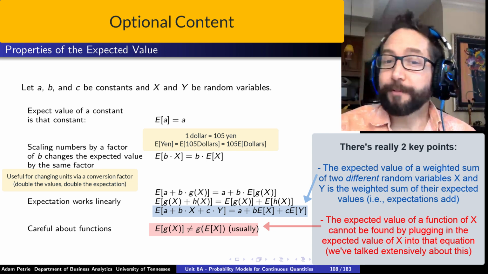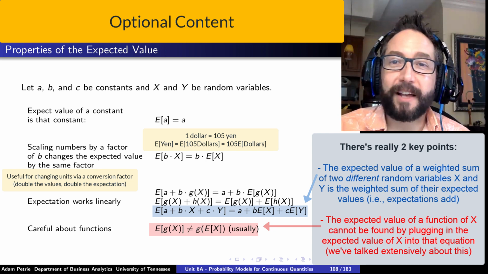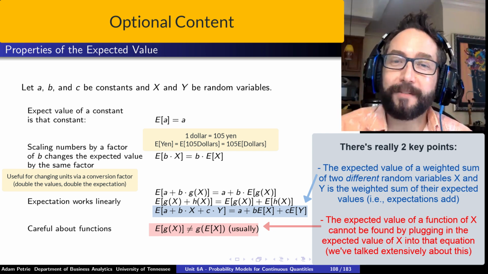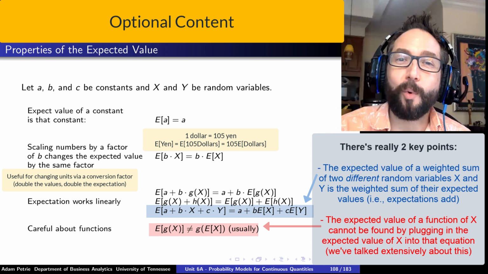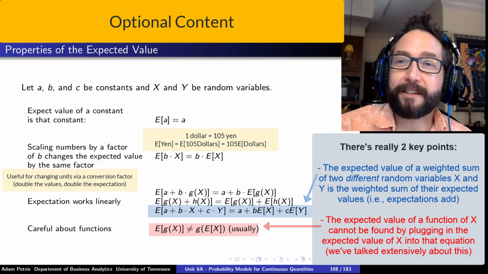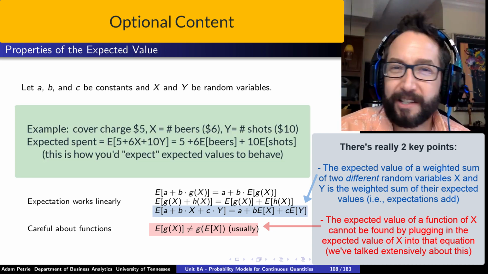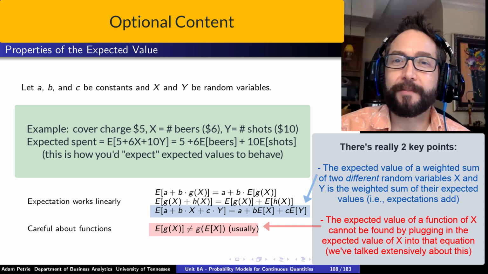Likewise, if I have two different random variables, x and y, and I want to know the expected value of their sum, it's just the expected value of x plus the expected value of y. And I can extend that to a much more general case. What if I had the expected value of some constant a plus b times x plus c times y, some sort of weighted sum of those two random variables?